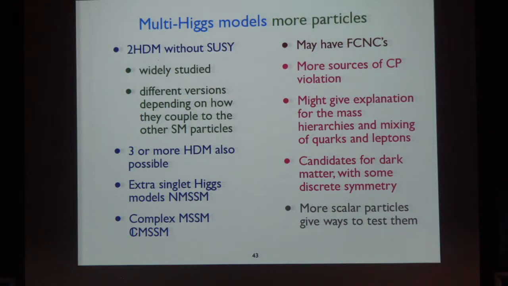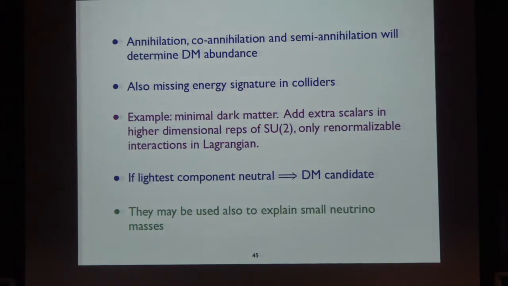And in the last few minutes, I go to the rest. You can add more particles. You can add multi-Higgs models without SUSY. These are also very interesting. They don't cure the hierarchy problem, but they provide possible solutions to the hierarchy between the masses, both in the quark sector and in the lepton sector. You can add singlets, or you can add doublets. You can look for missing energy in colliders, and if you have the lightest component neutral and a discrete symmetry that prevents its decay, like R parity in the MSSM, you have a dark matter candidate.